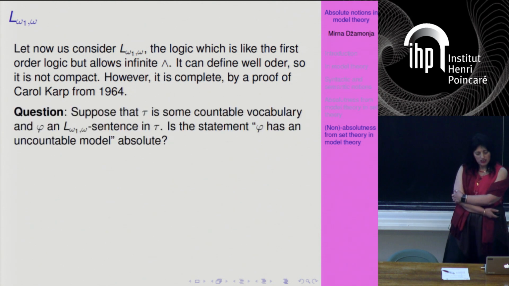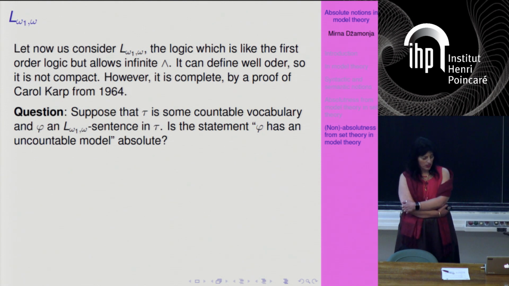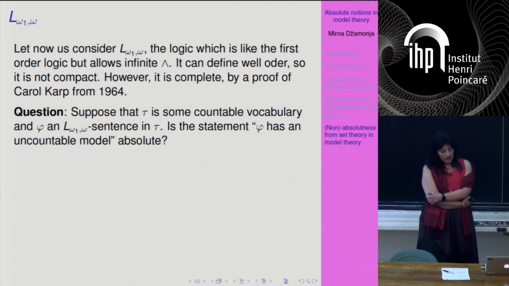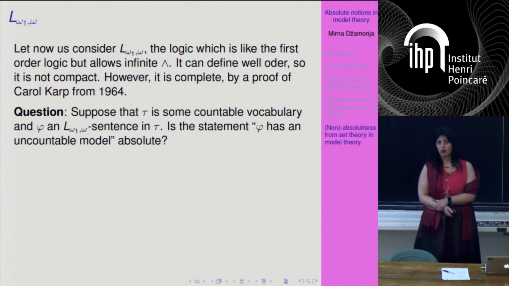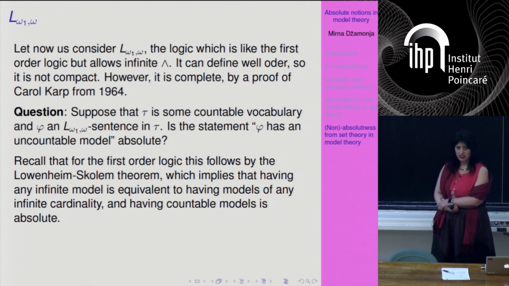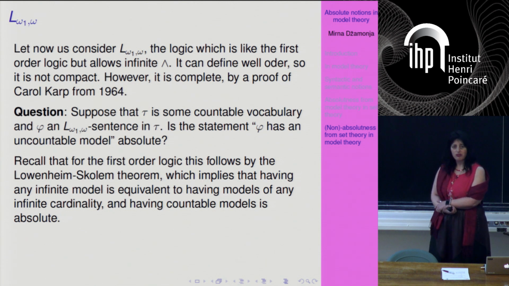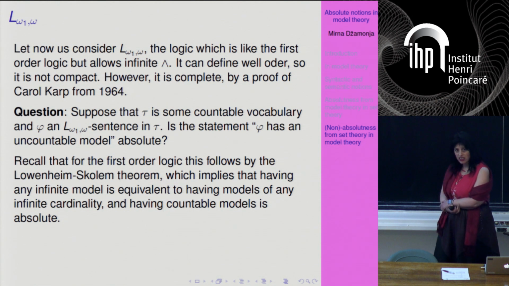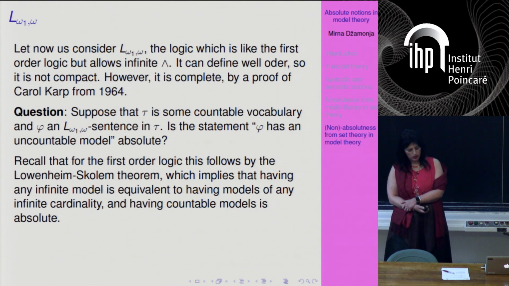And here is a nice question. Suppose that tau is some countable vocabulary and phi is an L omega 1 omega sentence. Is the statement that phi has an uncountable model absolute? It's a natural question, and you would think that by the completeness of the theory, this might be a solvable question. Recall that in first-order logic, this kind of question is answered by the Löwenheim–Skolem theorem, which implies that having any infinite model is equivalent to having models of any infinite cardinality. And having a countable model is absolute.